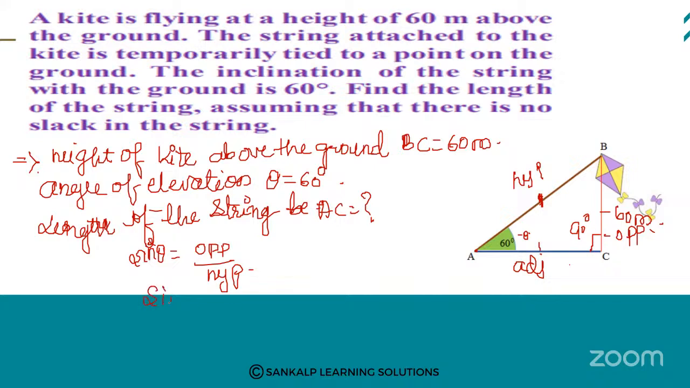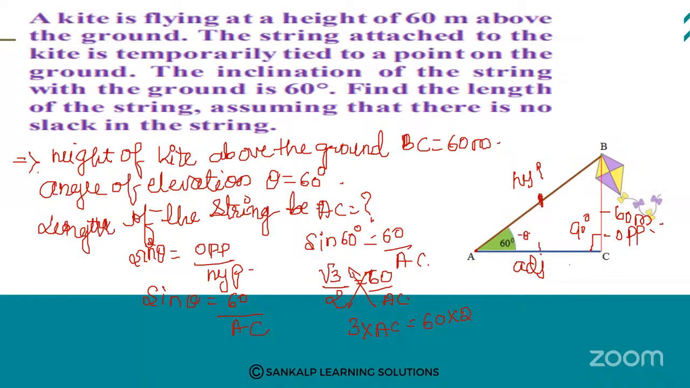Here theta value is 60 degree. Opposite side is 60 meter and hypotenuse is AC. Okay. 60 divided by AC. So sine 60 degree is equal to 60 divided by AC. Sine 60 degree is root 3 divided by 2 is equal to 60 divided by AC. Okay. Now, transfer this AC to this side and 2 to this side. That means do cross multiplication. What you will get? Root 3 into AC is equal to 60 into 2.